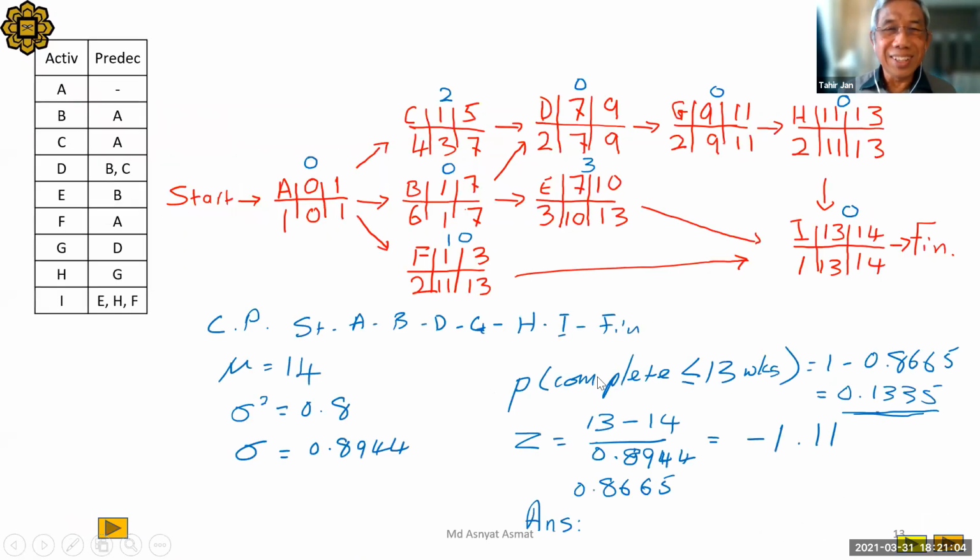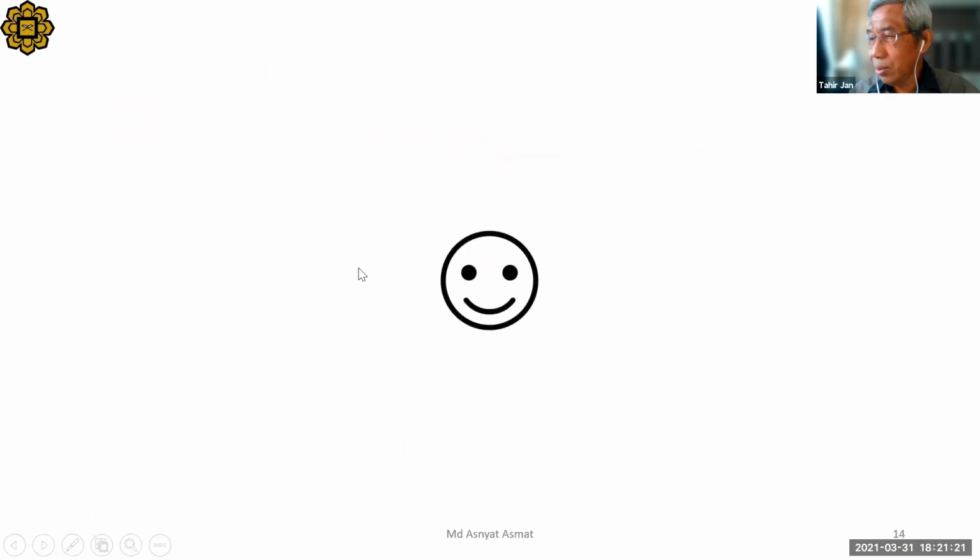Okay, great. I think you have a feel of how to play with project scheduling, both CPM and PERT. This is a typical question normally in the exam. So we are done. Any more questions?